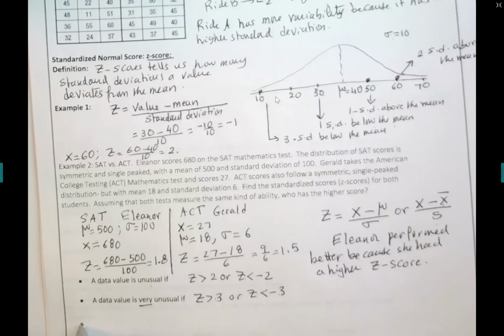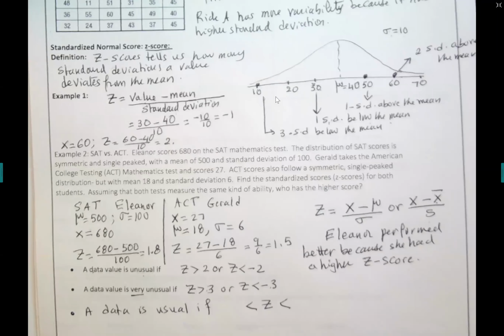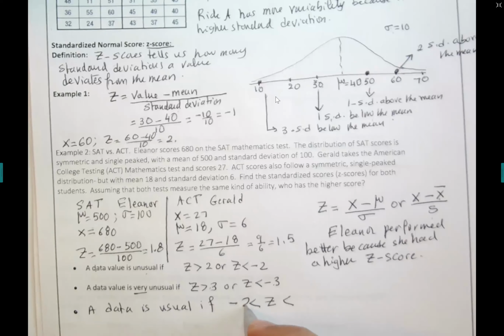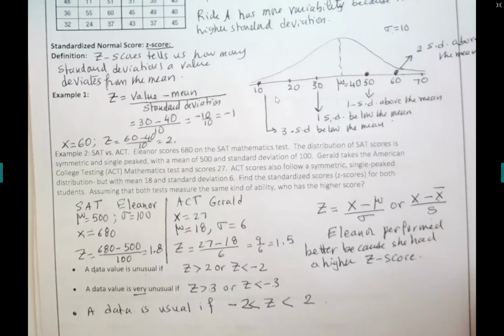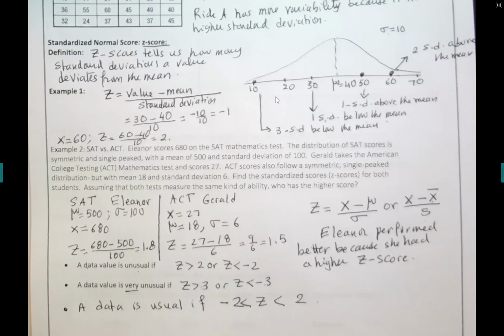So what's usual, guys, that you would encounter every day? Can someone tell me what I should write here? If z is between what values? -2 and 2. There will be some questions in the homework. You will find the z-score, and they'll ask you to check if the value is usual or unusual. If the value is between -2 and 2, it is usual. If it is outside of this range, it's unusual.